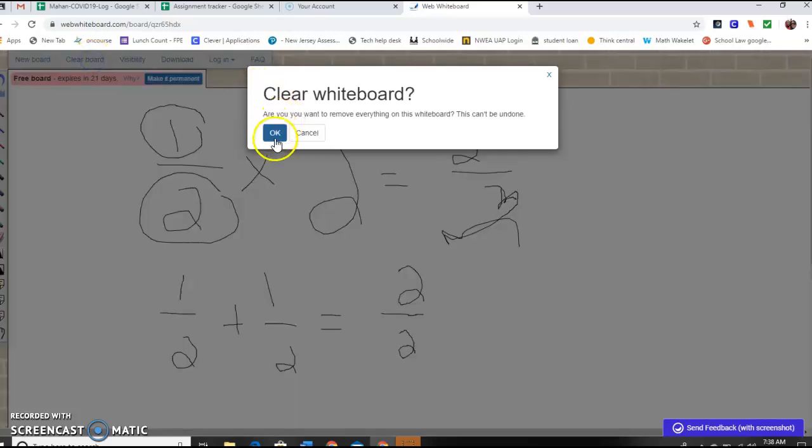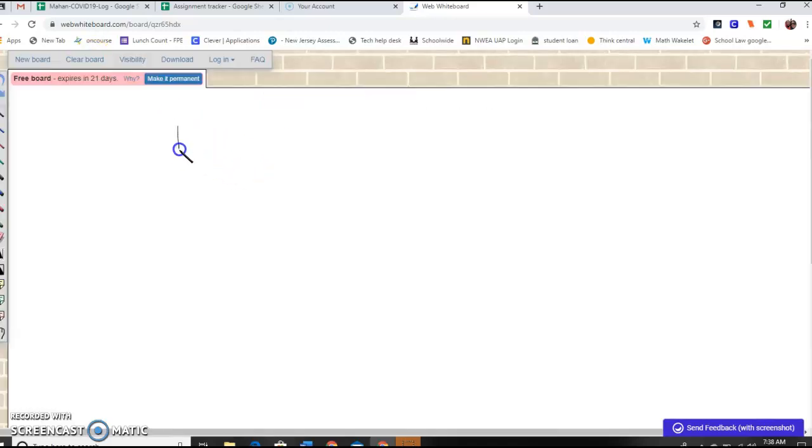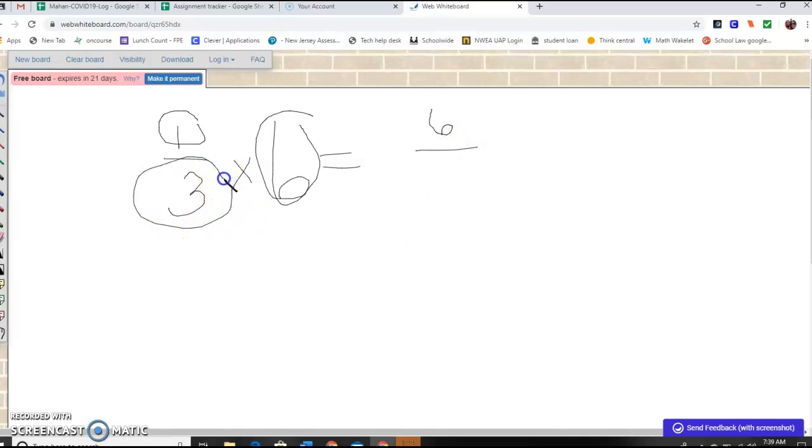Let's try another one. Let's try 1/3 times 6. If I were going to write this out as addition, I would write 1/3 plus 1/3 plus 1/3 plus 1/3 plus 1/3 plus 1/3. Since I know I can multiply my numerator times my whole number, I'm going to do 1 times 6 and put a 6 as my numerator, and my denominator stays the same. So it's 6/3, which, if we were going to simplify that, would actually be equal to 2.